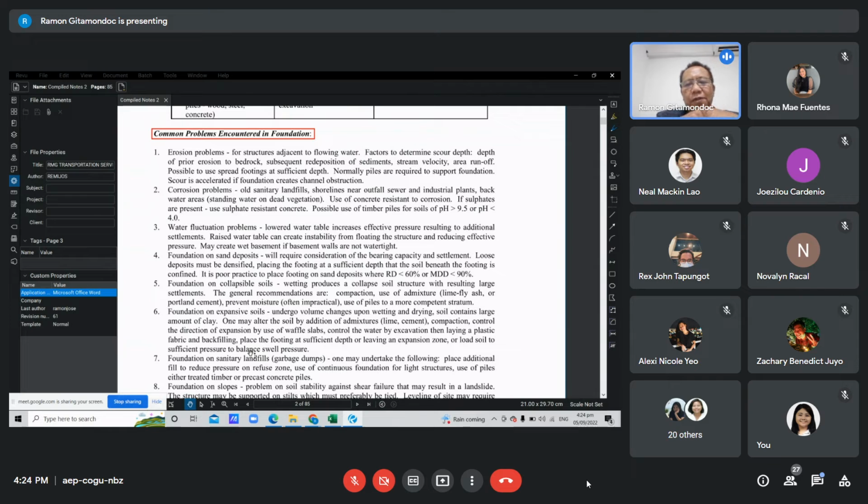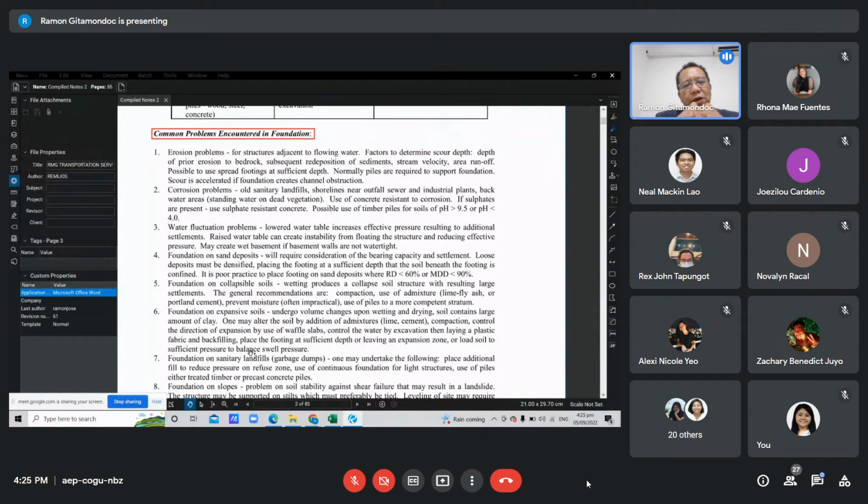of timber piles for soils with pH greater than 9.5 or pH less than 4.0. So timber piles are possible. Most of the old multi-story buildings located in downtown Cebu are supported on timber piles. But nowadays, timber piles are not so common. It is hard to find large timber. The common now is the reinforced concrete pile, which is pre-stressed. And we also have at times steel piles.